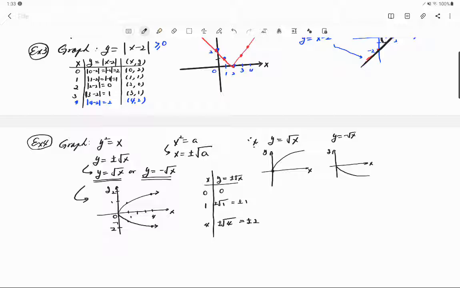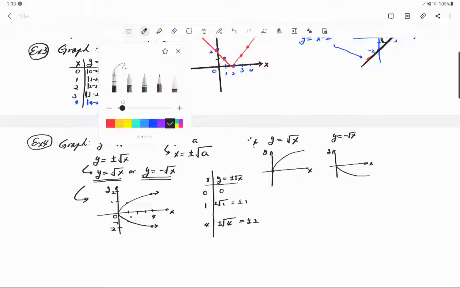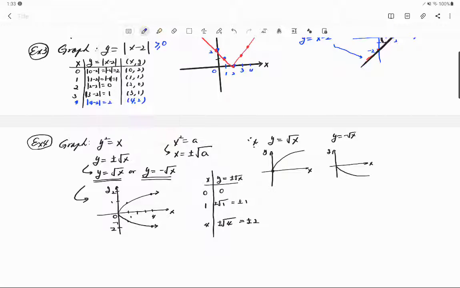Before we actually find the coordinates, if we know the graph of a parent function, then we can use it. So don't forget, the square root of x graph is this one, and then minus square root of x is this one.